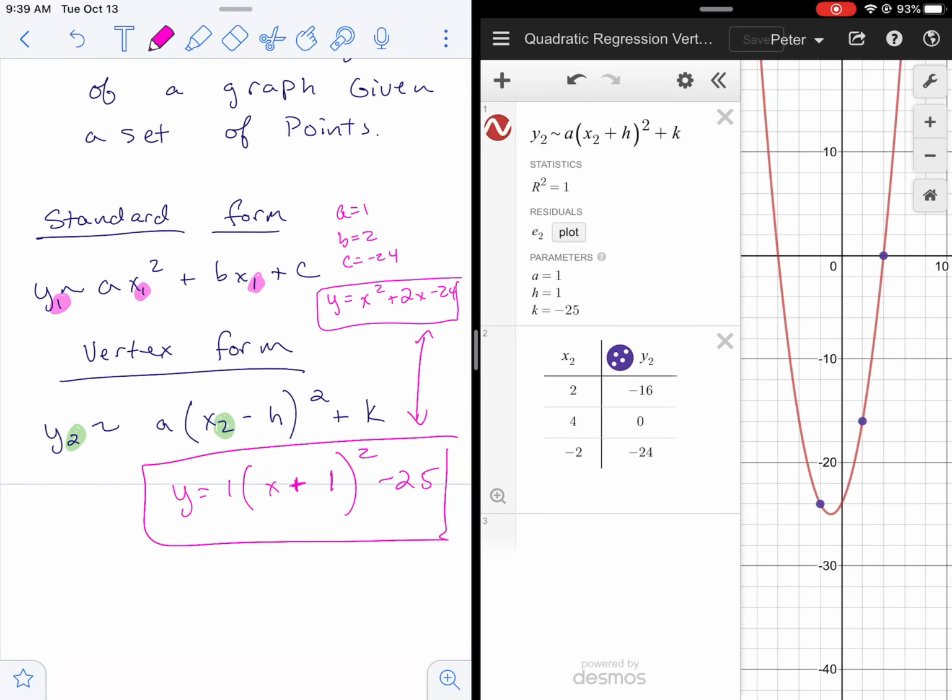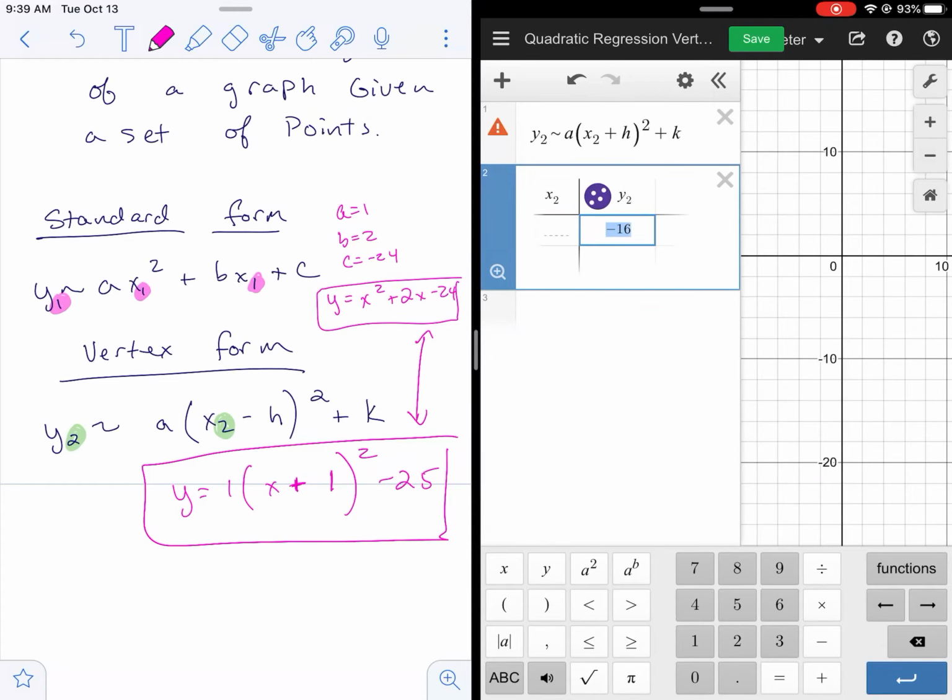Now, how do you do it again? Like tomorrow, let's make a new graph. You just erase the points that are there, and then you put new points in. Okay.